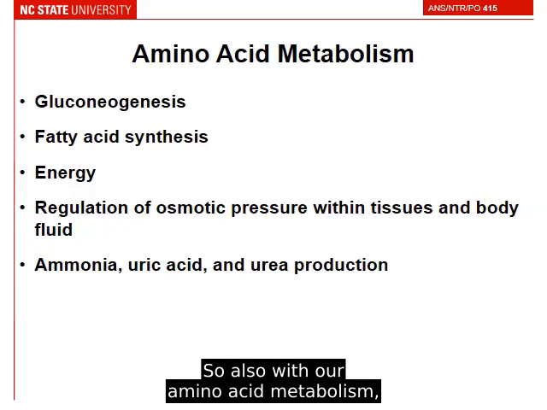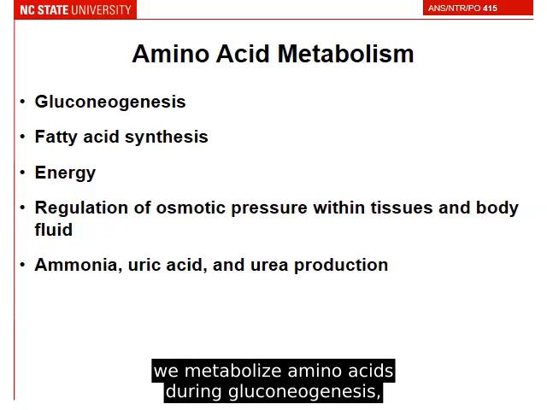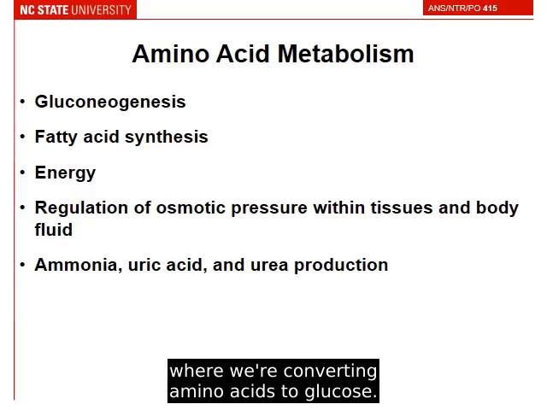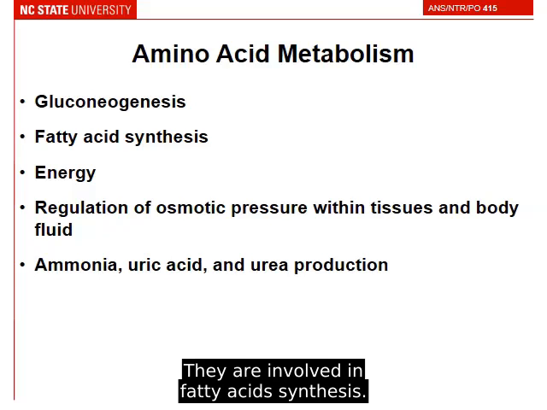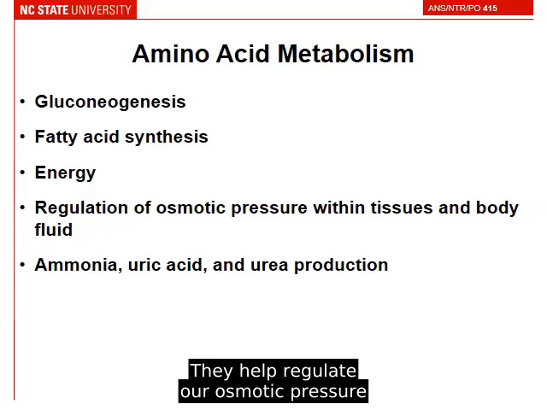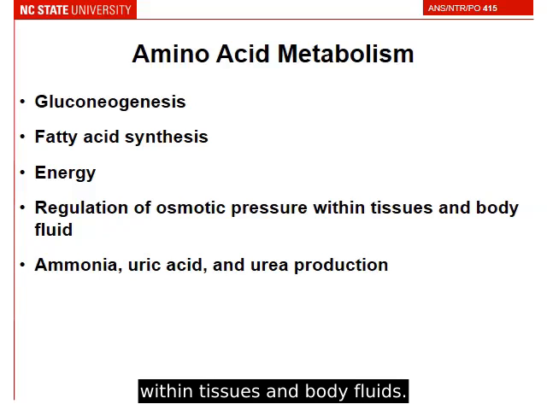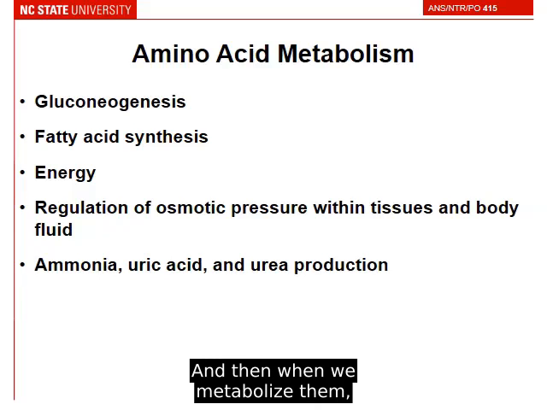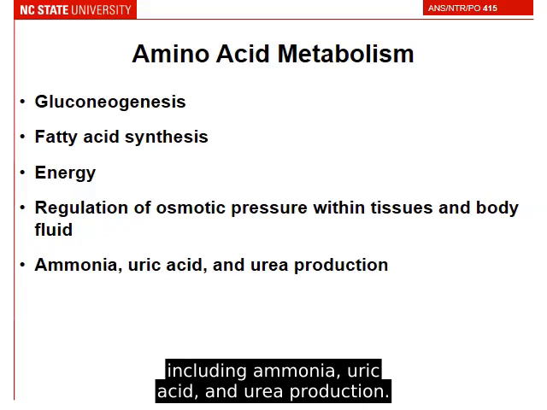Also with our amino acid metabolism, we metabolize amino acids during gluconeogenesis, where we're converting amino acids to glucose. They are involved in fatty acid synthesis. We utilize them for energy. They help regulate our osmotic pressure within tissues and body fluids. And then when we metabolize them, we also get various end products, including ammonia, uric acid, and urea production.